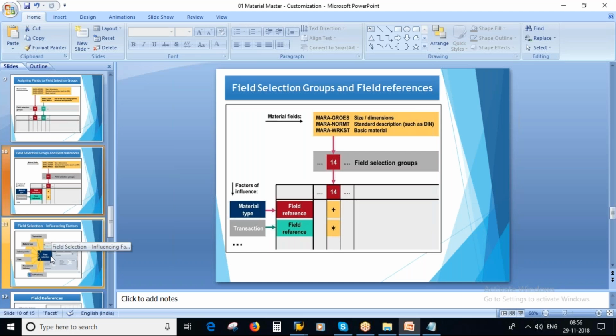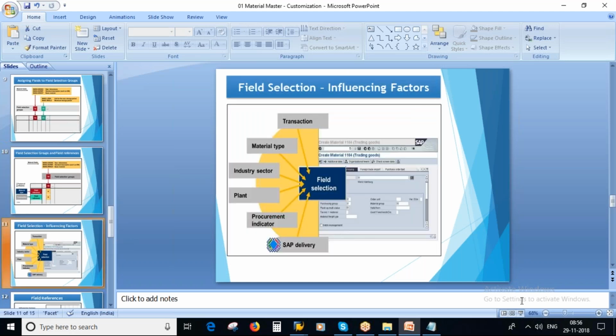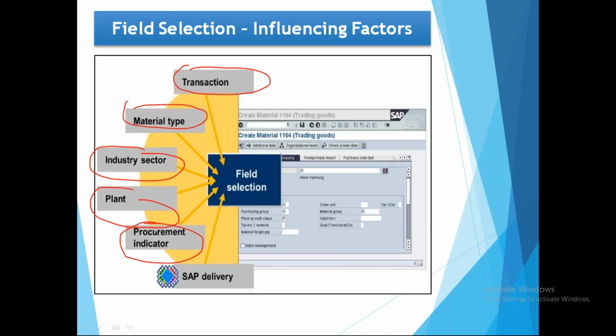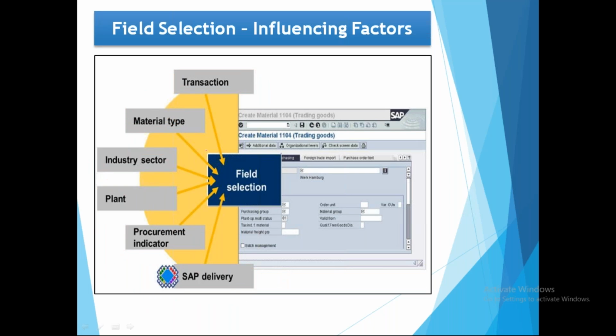Okay, now the influencing factors for field selection. I have shown you field reference only for material type, but this can be done at transaction level, industry sector level, plant level, even procurement indicator, and even SAP delivery. Delivery means the type of industry. For SAP Retail you can have another one, and for SAP process industry you can have another. So these are the influencing factors, but I showed you material type first. You can have some other ones also.